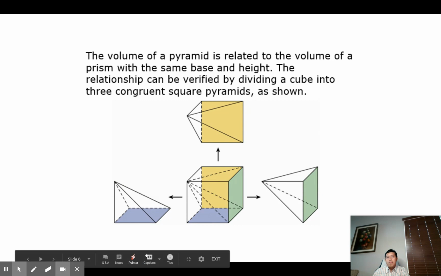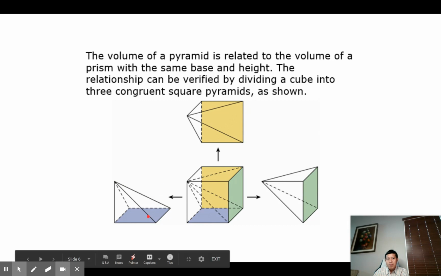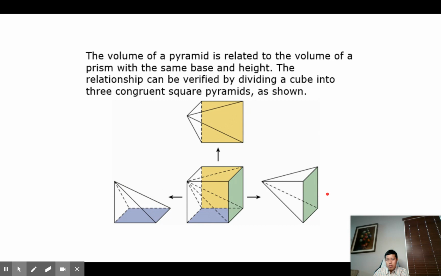at the bottom. This one? Okay, let's focus on this. That's a cube. All right. The cube actually has three pyramids, specifically three square pyramids. One of them is showing up here. The base is the yellow. And then the second square pyramid, the base is the purple. And then the third pyramid, the base is green.